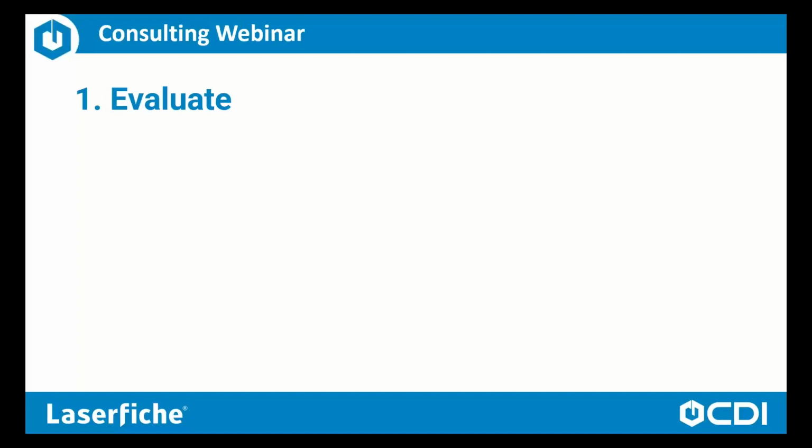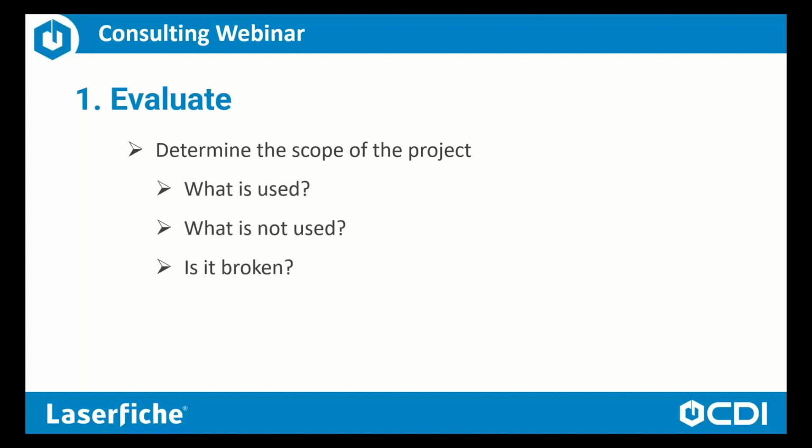So step one, we're going to evaluate our system. Let's define the scope of our project. Are we going to be looking at just our workflows? Are we going to be looking at workflows as well as our external objects and getting those cleaned up? What's being used, what's not used, is it broken, does it bring you joy?